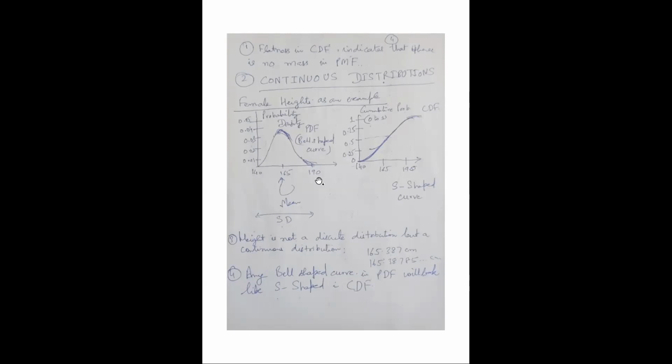Now let us look at the cumulative distribution function. Along the x-axis is again the same thing: 140 centimeters, 165 centimeters, and 190 centimeters. If any PDF is a bell-shaped curve, you will always find that the CDF will always be an S-shaped curve. This is an important point. So let us look further. How do we link this PDF and CDF?